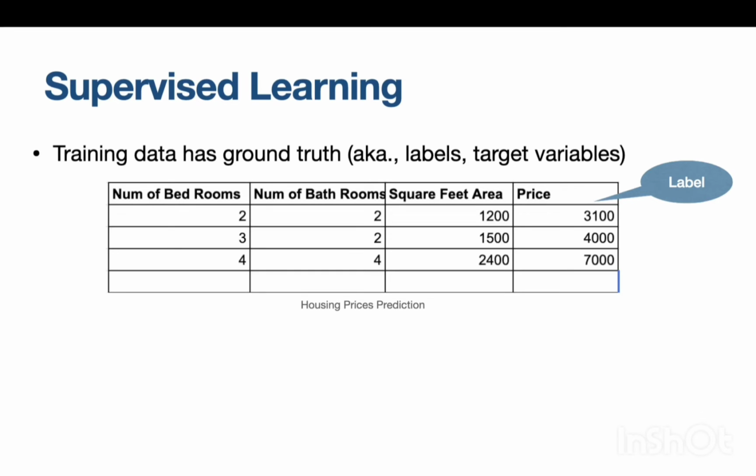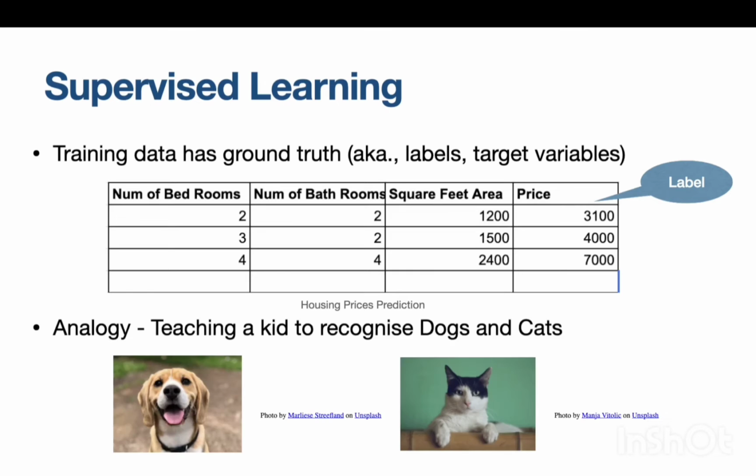To give an analogy, how do you teach a kid to recognize a dog and a cat? You give images of dog and tell the kid this is a dog. You give the image of the cat and tell the kid this is a cat. We are actually labeling the images as dog and cat so that the kid can learn from the labels. Supervised learning works in a similar manner.